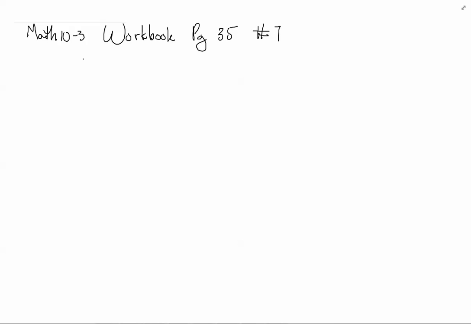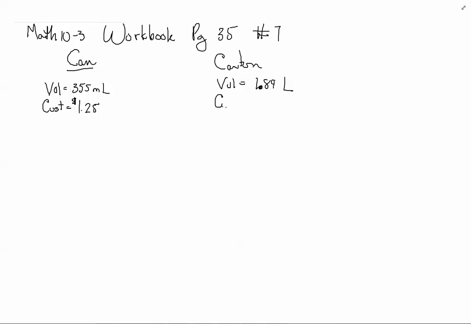So let's first list out all of the information about the can. The can of juice has a volume of 355 milliliters, and it has a cost of $1.25. The carton has a volume of 1.89 liters and a cost of $3.89.